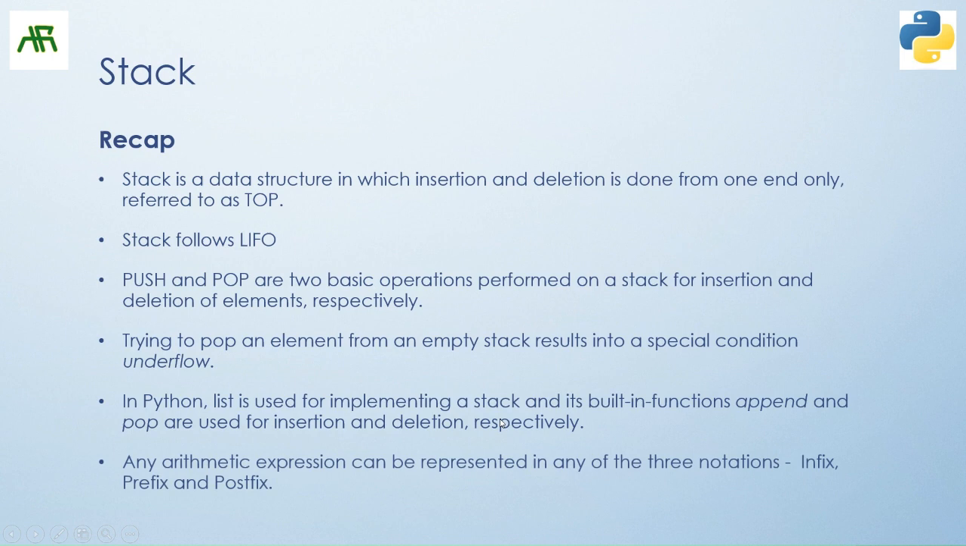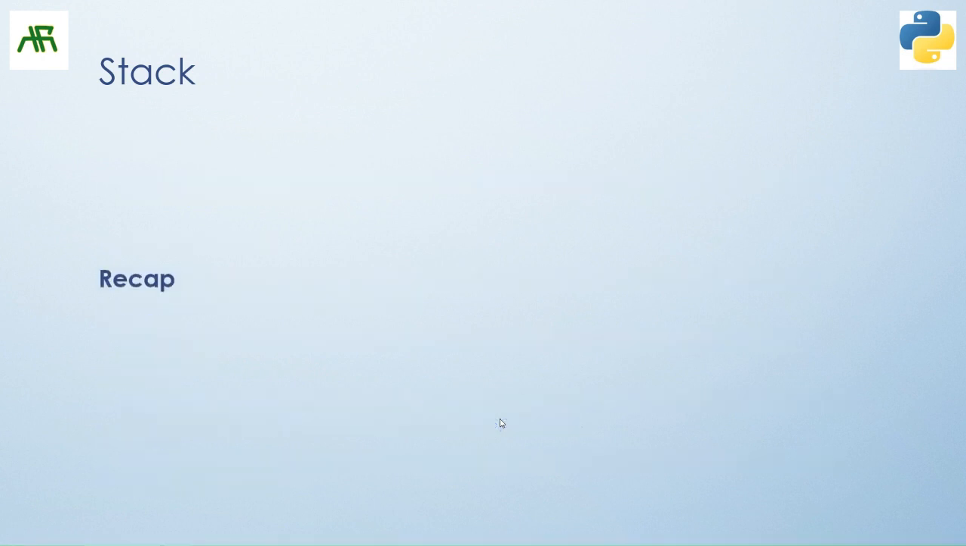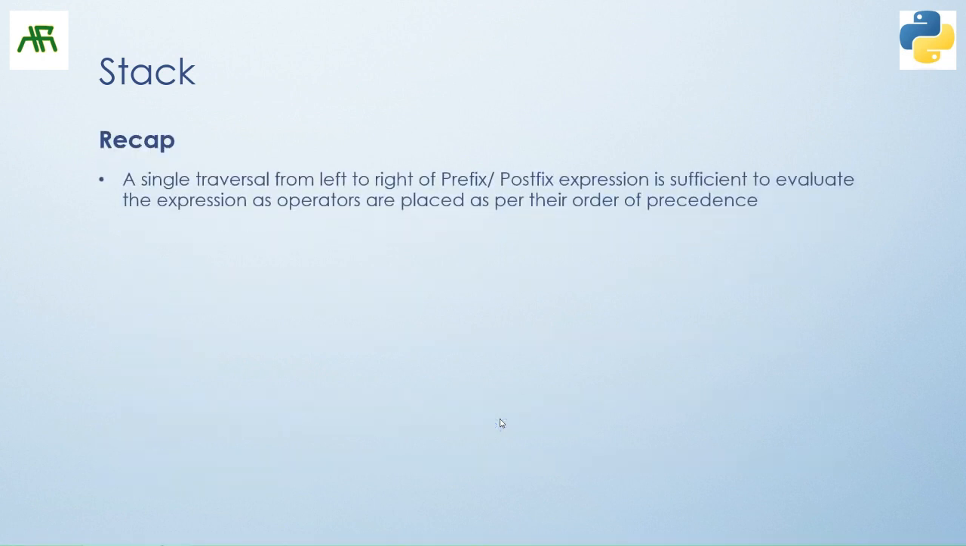Any arithmetic expression can be represented in any of the three notations, namely infix, prefix, and postfix. A single traversal from left to right of a prefix or postfix expression is sufficient to evaluate the expression as operators are placed as per the order of precedence. In a prefix, you'll have the operators placed before the operands. In a postfix expression, you'll have the operator placed after the operands.